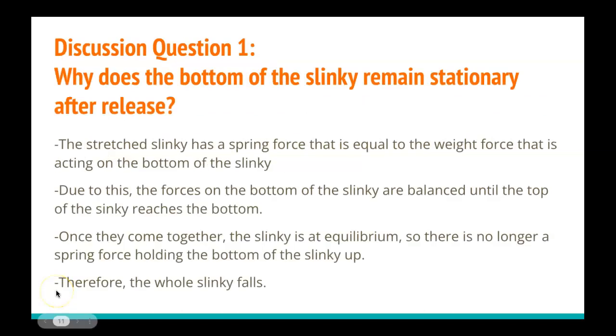For the first discussion question, we're going to look at why the bottom of the slinky remains stationary after release. The stretched slinky has a spring force that is equal to the weight force that is acting on the bottom of the slinky. Due to this, the forces on the bottom of the slinky are balanced until the top of the slinky reaches the bottom. Once they come together, the slinky is at equilibrium, so there is no longer a spring force holding the bottom of the slinky up. Therefore, the whole slinky falls.